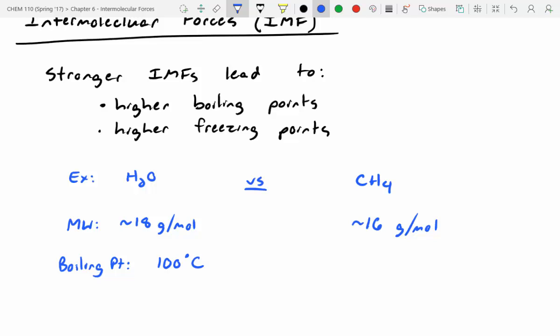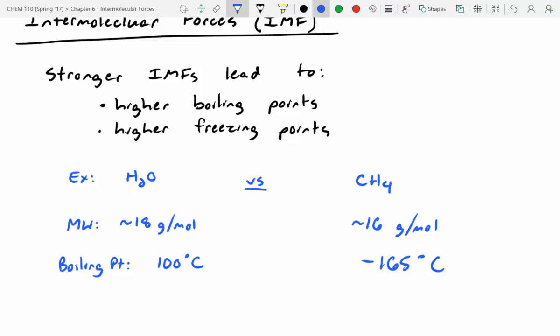I actually forgot to write it down in my notes, so I'm going to estimate too. I think it's like negative 165 degrees Celsius. So even though they have a difference in molecular weight of about 2, water boils at a temperature 260 degrees Celsius higher, right? So you can't just look at molecular weights when you're trying to analyze a molecule's boiling point. You have to look at the stickiness factor.